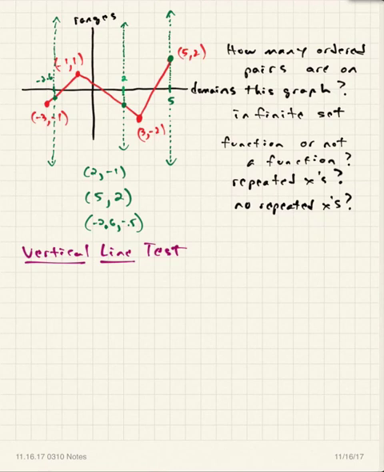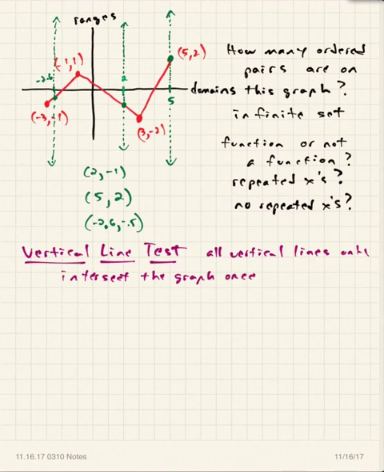And what are we seeing here? That the vertical line test says that all vertical lines intersect only once. So all vertical lines only intersect the graph once. And since they only intersect the graph once, right, no repeated x's at all. And so this graph does represent a function, right? This graph is a function.